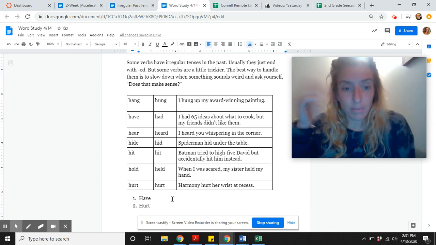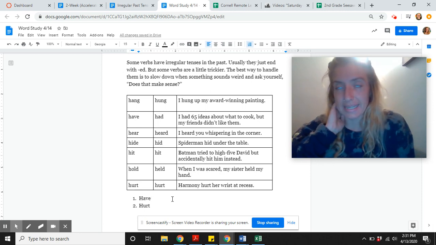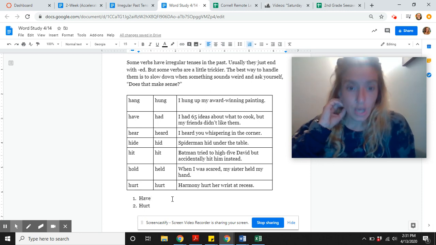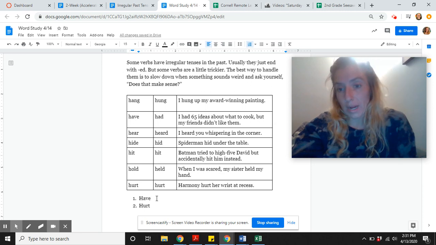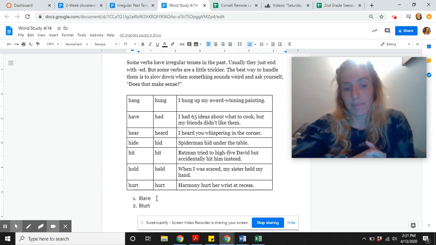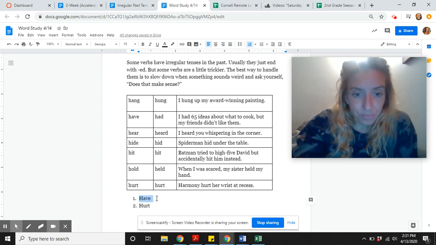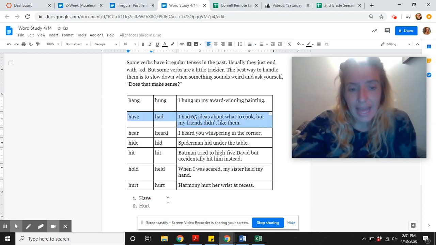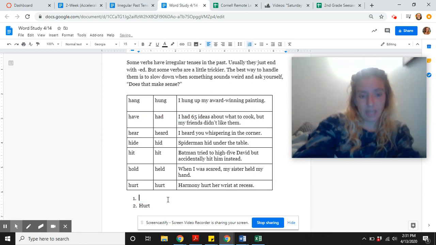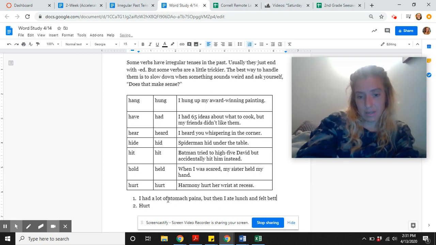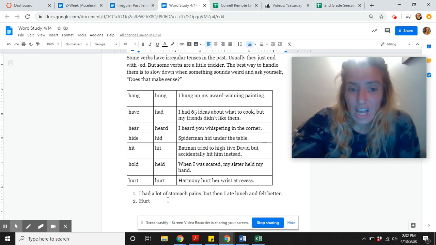So whenever you come across one of these words, you can't just add -ed if you're making it past tense. You have to think about, okay, what is the past tense form of this word? Let's start with have. What's the past tense form of have? Oh, I see right here. It's had. So I'm going to write, I had a lot of stomach pains. Then I ate lunch and felt better. Past tense of have is had.